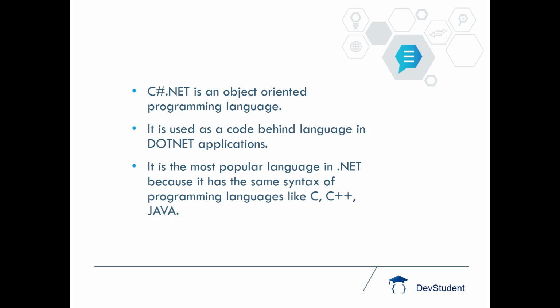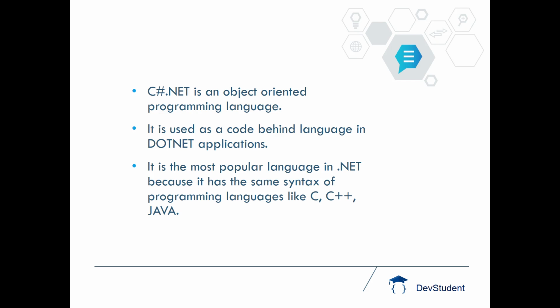So C Sharp is an object-oriented programming language, which means it supports OOPS concepts and it provides more security and also reusable code. It is used as a code behind language in .NET applications like Windows, web, and phone applications. So that means if you want to write some functionality, you can use C Sharp .NET to write the functionality inside it.